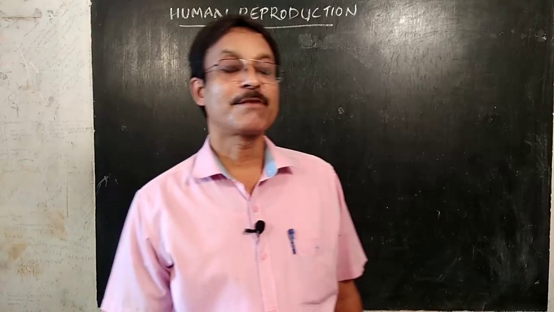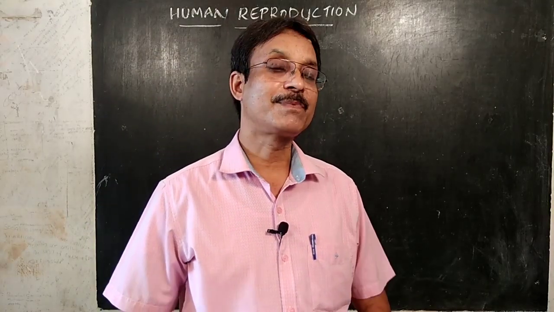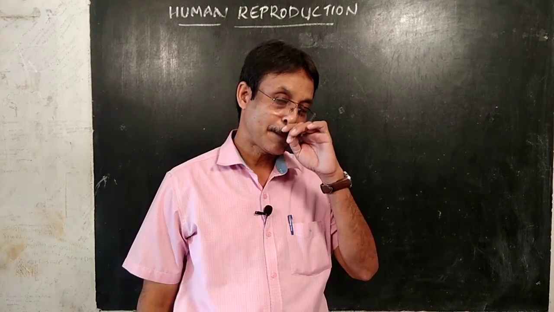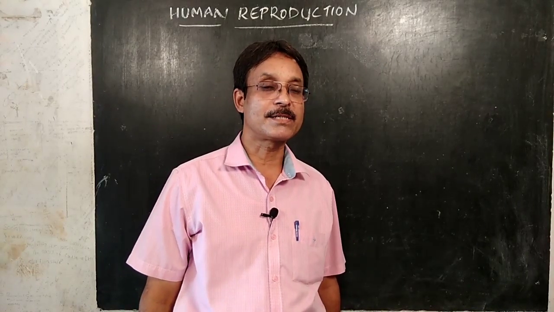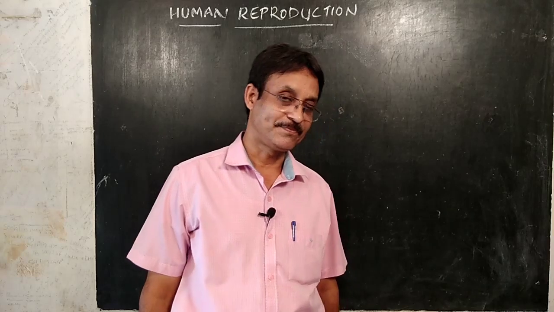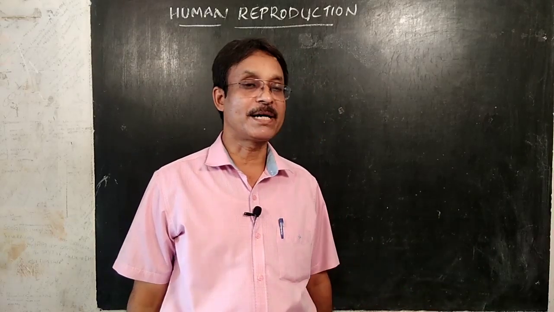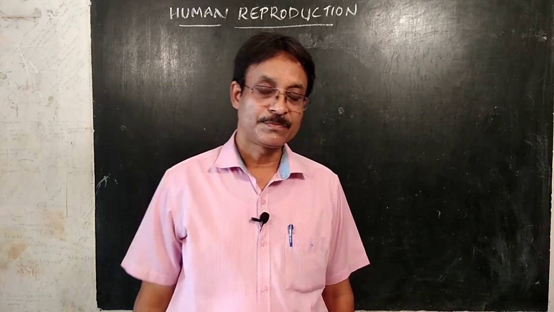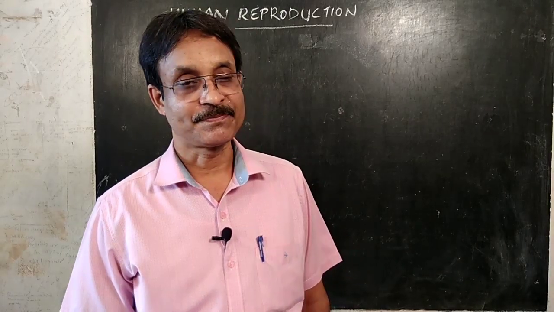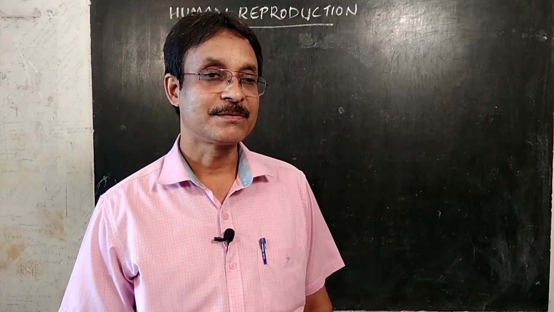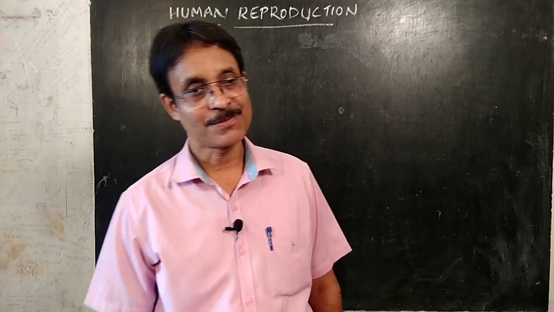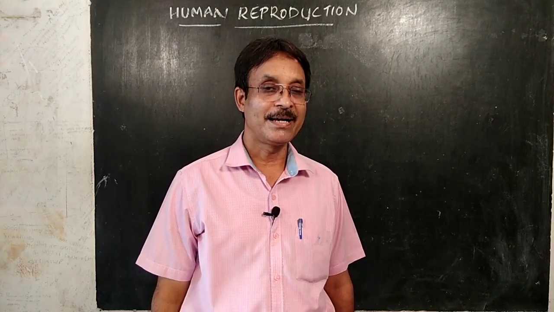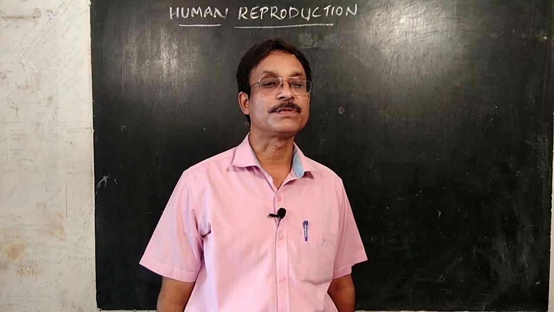You know, our first topic or chapter is human reproduction. Actually, this is a part of the first year classes, that is the human physiology. And in the last portion of that, we are discussing in the second year. Human beings are sexually reproducing and they are viviparous. That is, in human beings, males and females are separate individuals and they are giving birth to young ones.